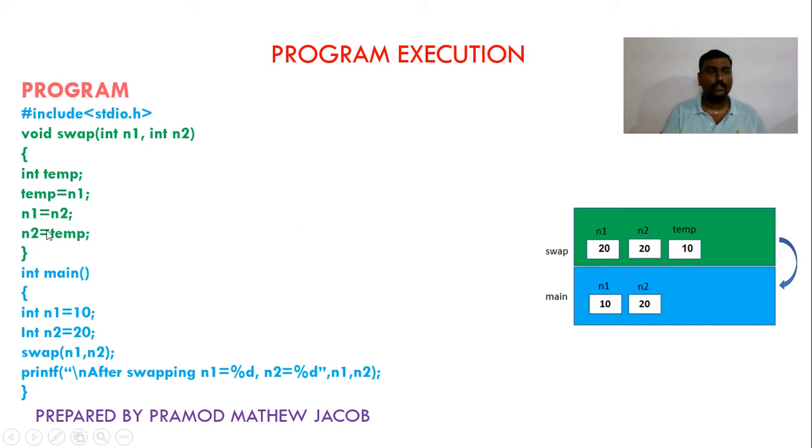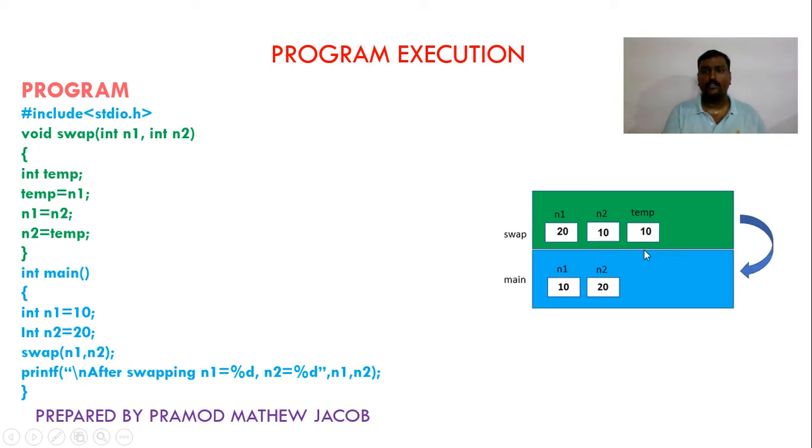And the next step in the swap function is n2 is equal to temp. That means the value 10 is copied to n2. So that change is done. The value of temp, which is 10, is copied to n2. Now the values are actually swapped, and this is the end of the swap function.